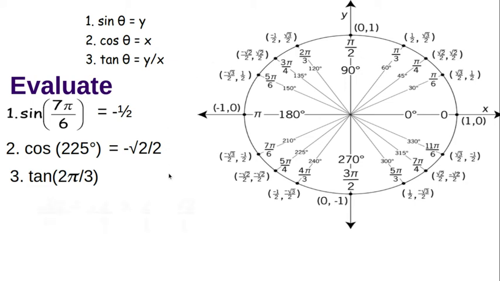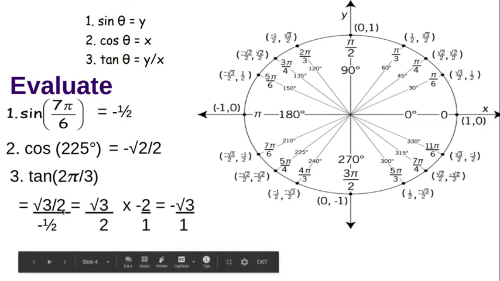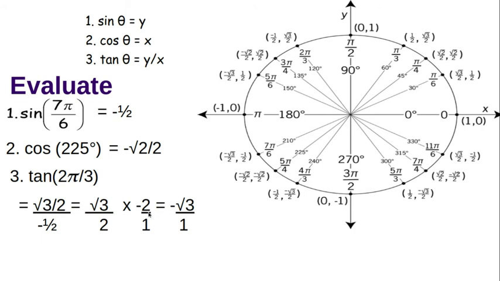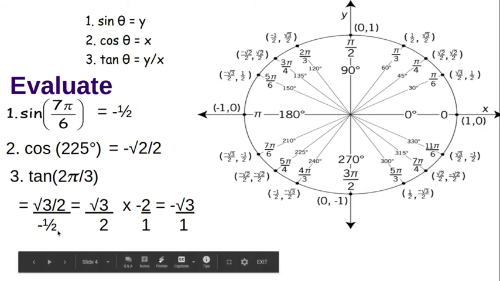So let's look at our answer. Square root of 3 over 2 divided by negative 1/2. This is what we started with using the y divided by x. When we divide by a fraction, we can use the shortcut keep, change, flip, keeping the top, changing the division to multiplication, and flipping the bottom. So what we're really doing is multiplying by the reciprocal of the bottom.